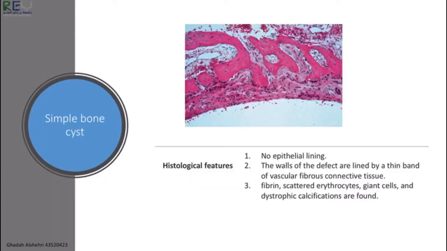Histological feature: no epithelial lining. The walls of the defects are lined by a thin band of vascular fibrous connective tissue. Fibrin, scattered erythrocytes, giant cells, and dystrophic calcification are found.